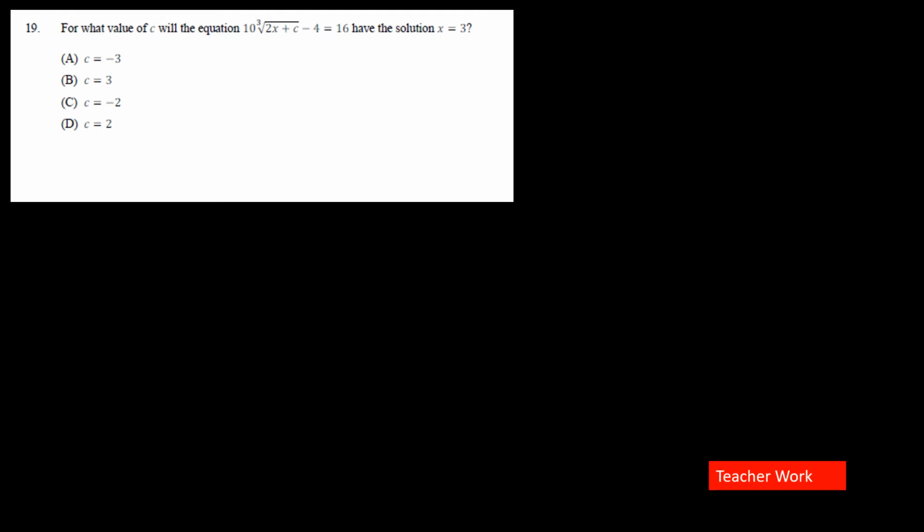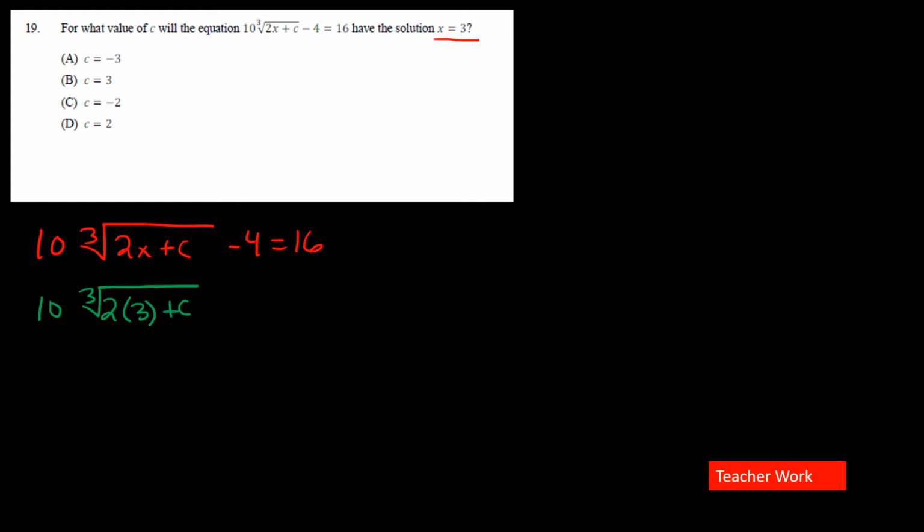What happens here, okay, is that we have, and I'll work over here, 10 to the cube root of 2x plus c minus 4 equals 16. Now, what they want us to do is solve for c, and you're thinking, well, but I have x, I got to solve for c. Yeah, they give us x. They tell us that x is 3. So we're going to substitute that in here. So we're going to say 10 cube root of 2 times 3 plus c minus 4 equals 16.